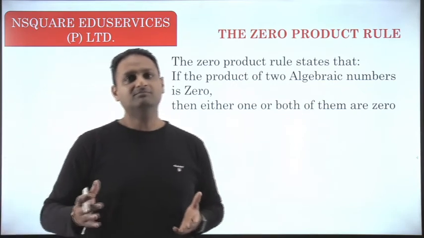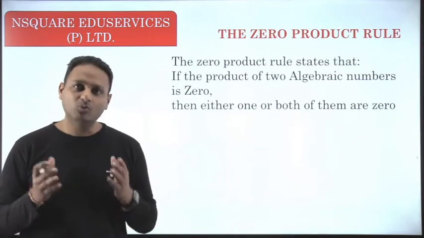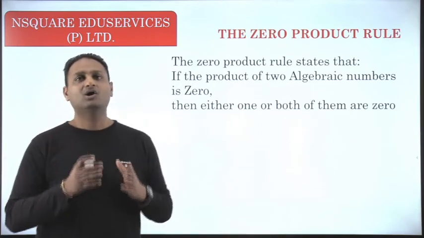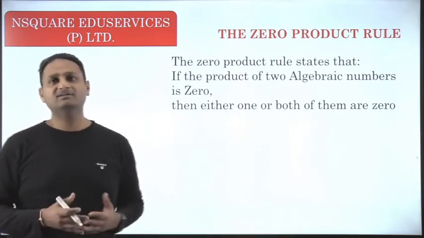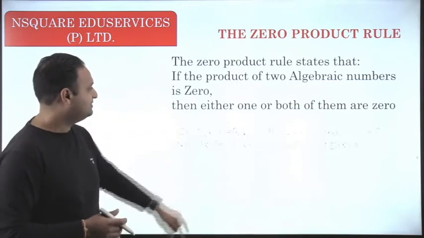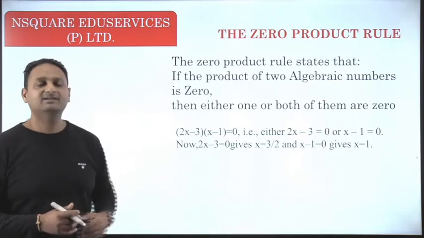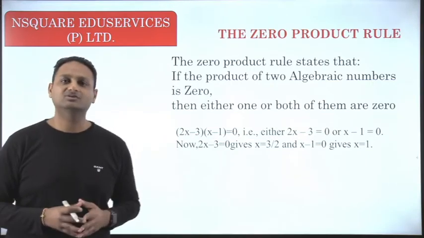If you have a few numbers whose product is 0, it is possible only if one or more or all of them are 0. This is called the zero product rule. Let me make it more clear with the help of an example. (2x - 3)(x - 1) = 0.